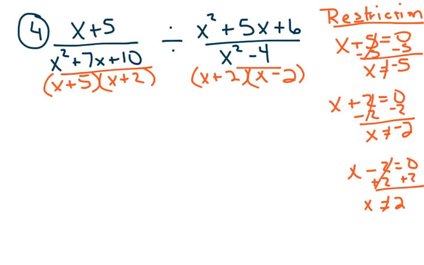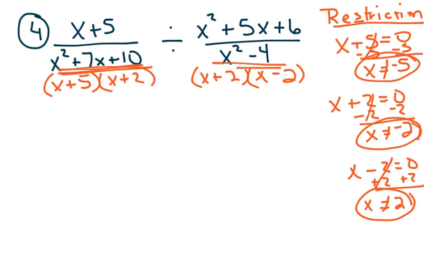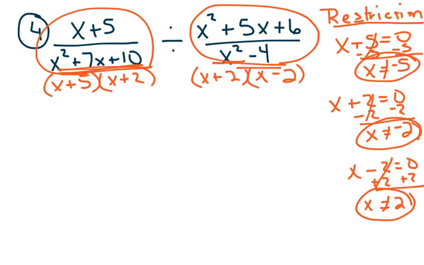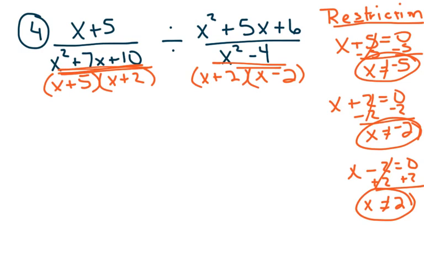Alright, so our restrictions should be x cannot equal negative 5, x cannot equal negative 2, and x cannot equal positive 2. Again, if you will actually put these equations into the calculator, you're going to see those asymptotes or restrictions. Alright, so I want you to go ahead, flip and multiply, solve it, and come back and check it.